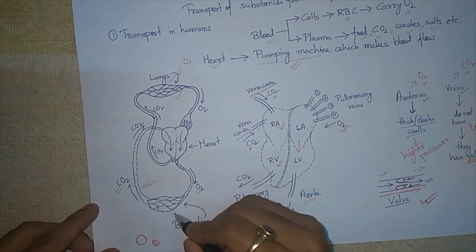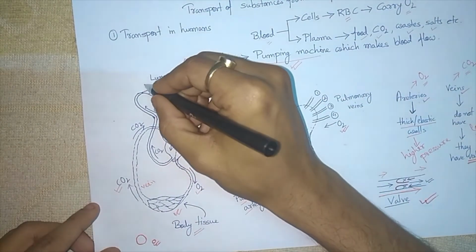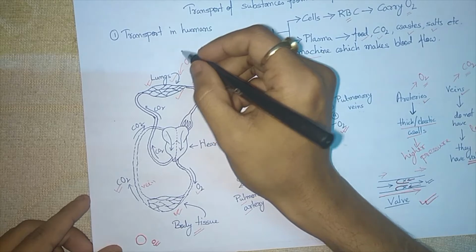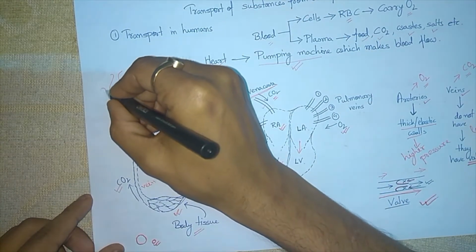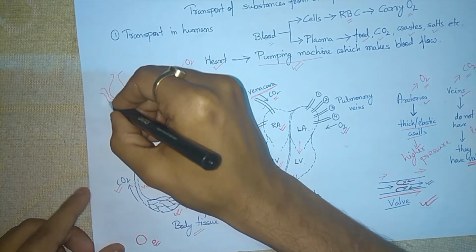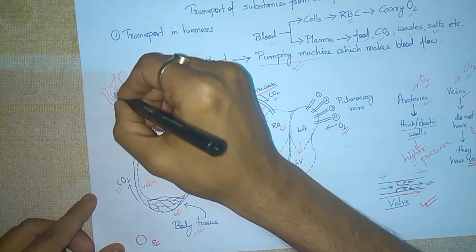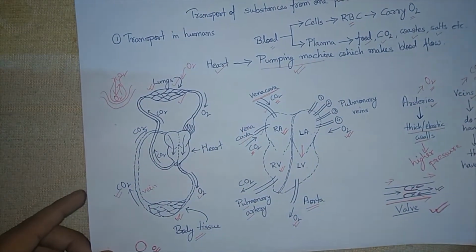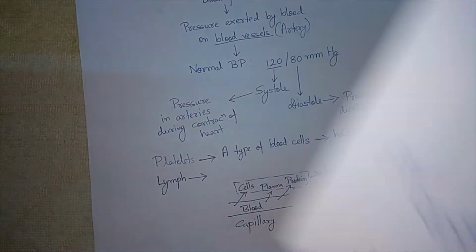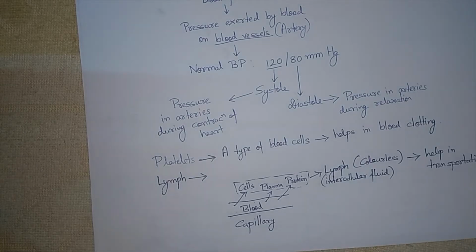which are present both in body tissues and lungs. Lungs we have already discussed in the respiration part. We remember that this is the alveolus and these are the blood vessels, that is, capillaries. Remember, oxygen, carbon dioxide. Okay, now without wasting time, we will go to the next part, that is blood pressure.